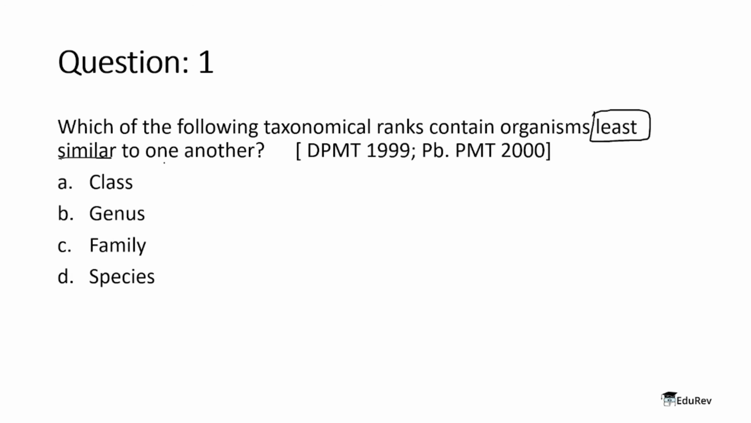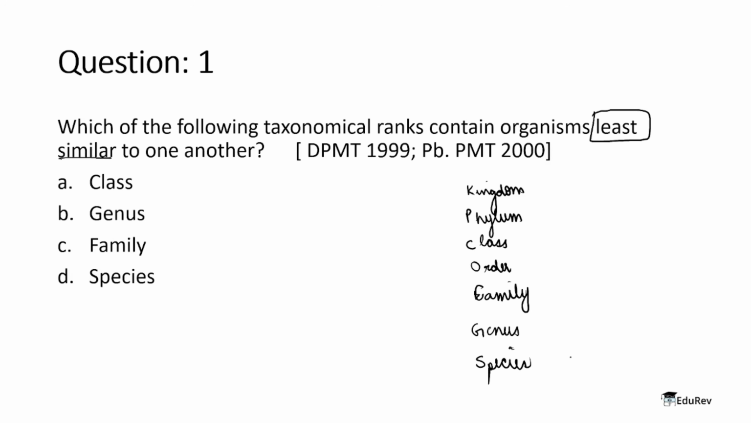Let's revise the order of all the classes that we learned, which is: keep pots clean, otherwise family gets sick, which is kingdom, phylum, class, order, family, genus and species. Great. Now we have to find the taxonomical rank that contains organisms least similar to one another.